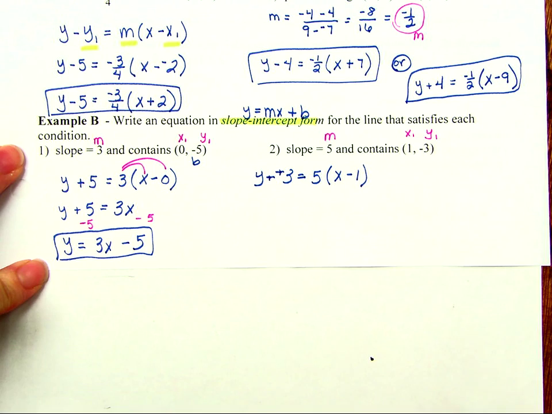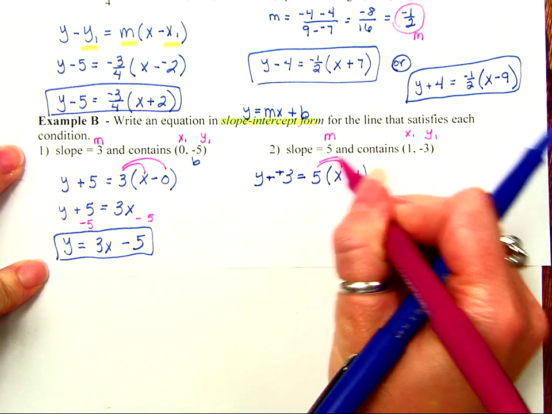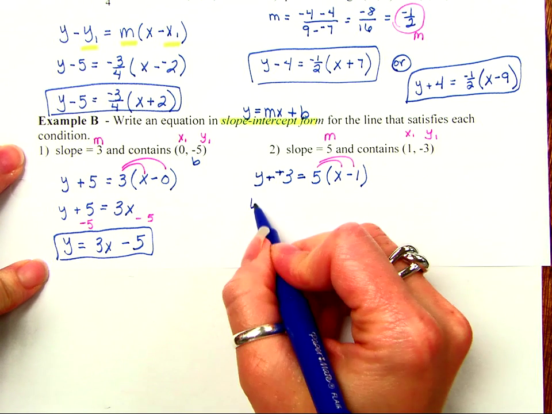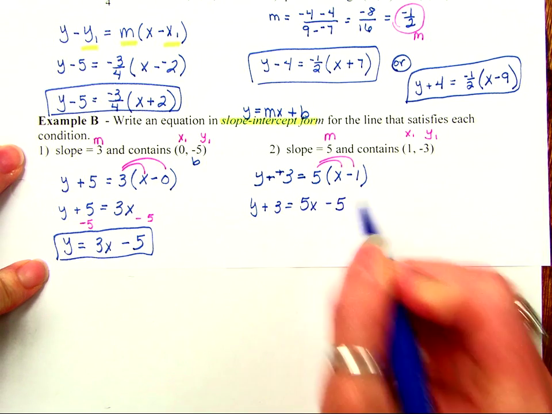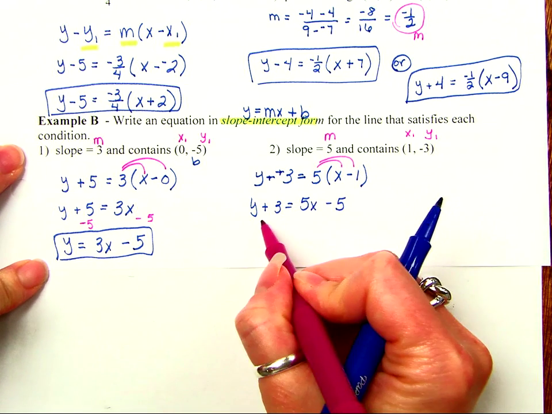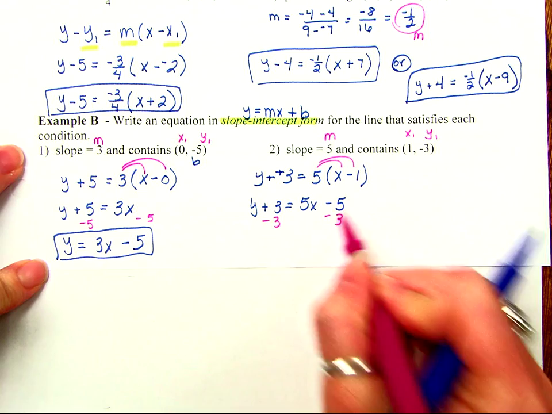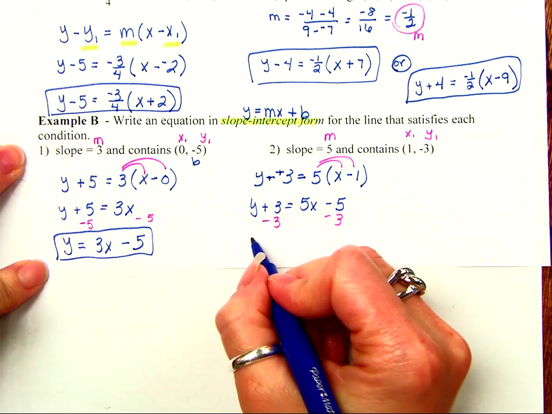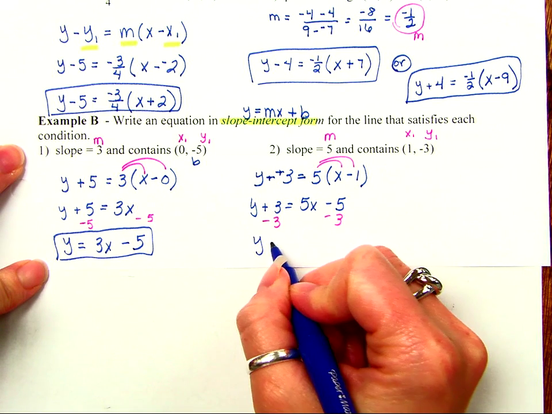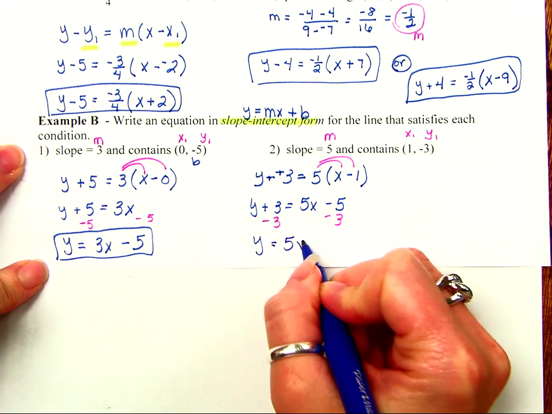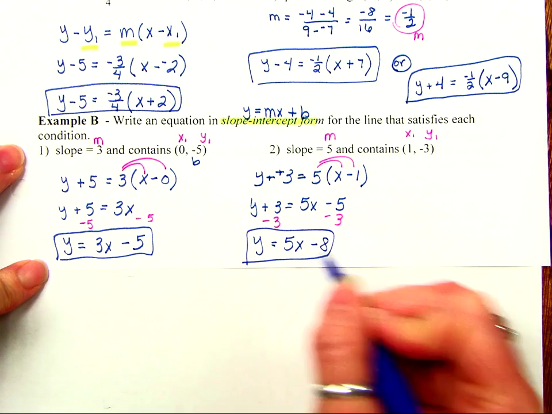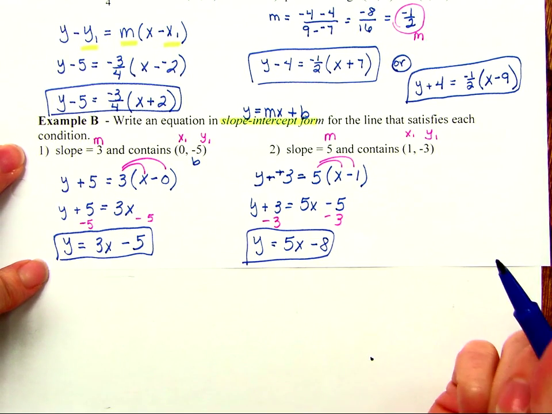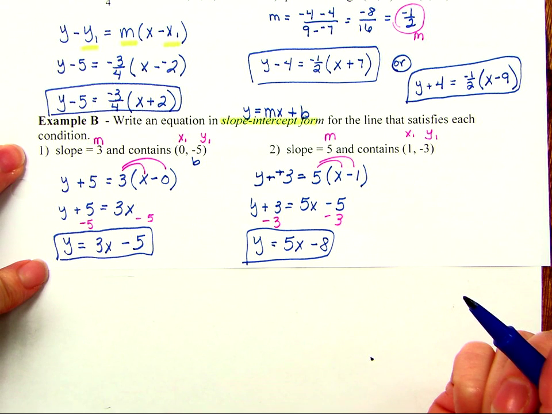Now, again, I want y by itself, so I'm going to start by distributing. And then I am going to subtract my 3. Final answer here, I see I have y equal to 5x minus 8. Therefore, my slope is 5, and I cross my y-axis at negative 8.